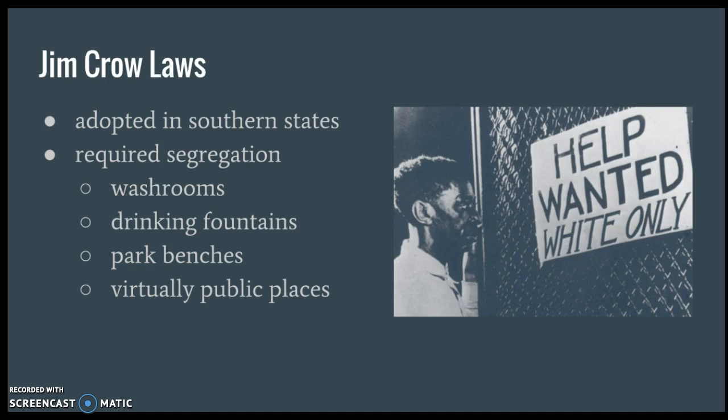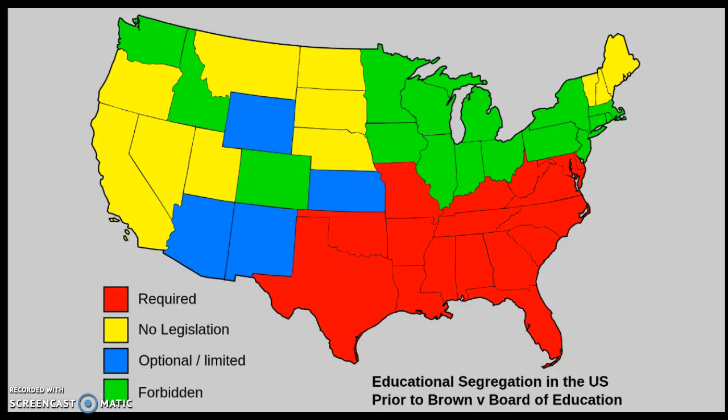The South adopted laws called Jim Crow laws, which required segregation. These laws were present in the South's washrooms, drinking fountains, park benches, and almost every public place. This hindered the growth of the African American communities because they were banned from certain jobs. This picture illustrates the segregation in certain sections of the United States.